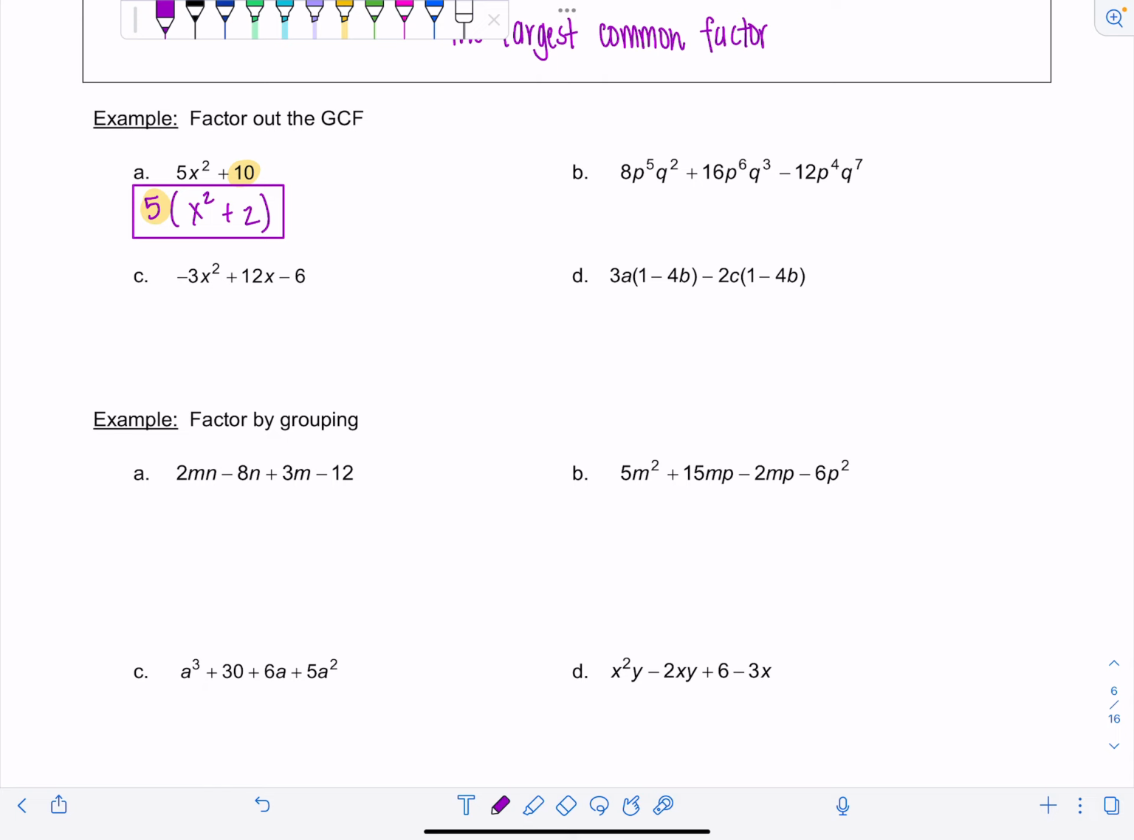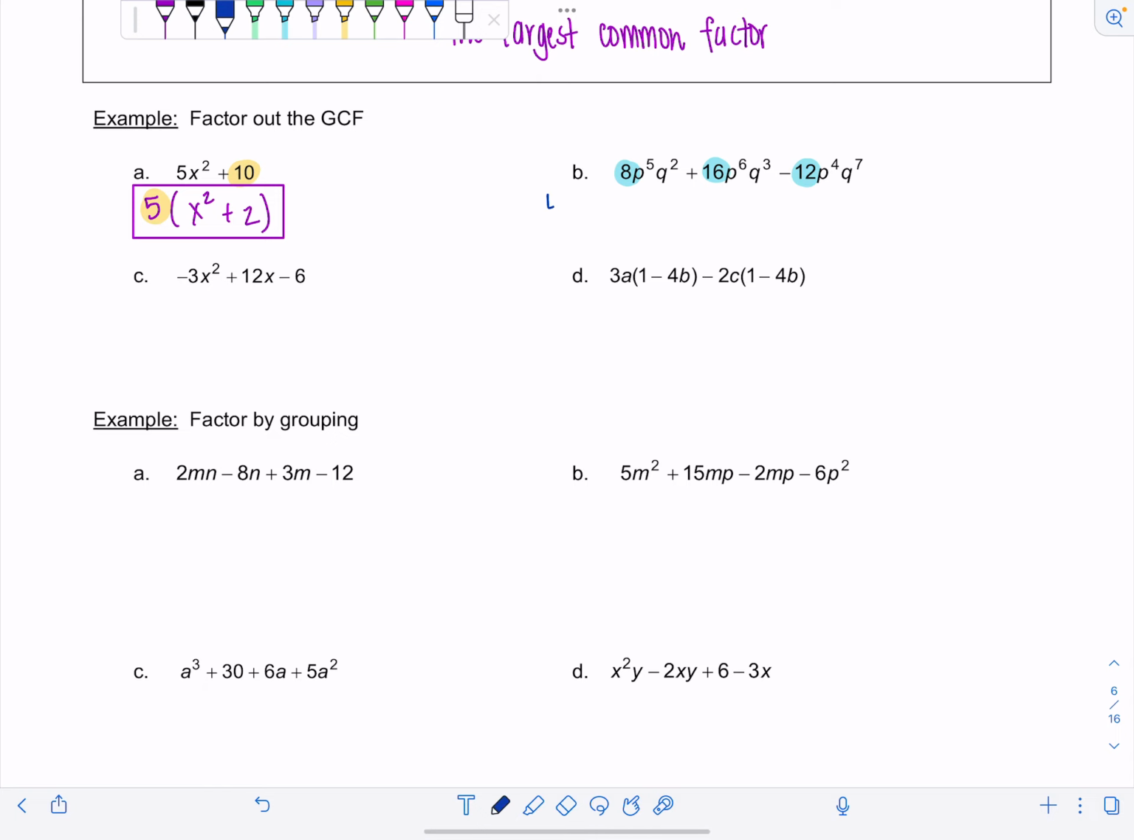Now let's look at example B, a little trickier. So first look at the constants. So look, we've got an 8, 16, and 12. So first let's just focus on constants. What's the largest number I can take out of all of those? Not 8, because 12 won't go into 8, but we could do 4, right? Could we do any better? No, I don't think so. Okay, so we're going to take out 4.